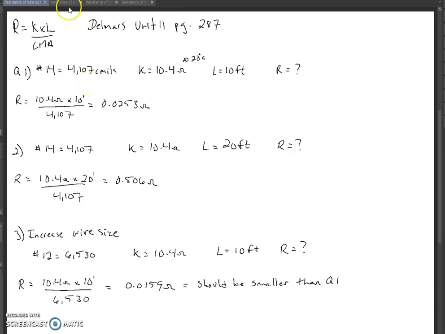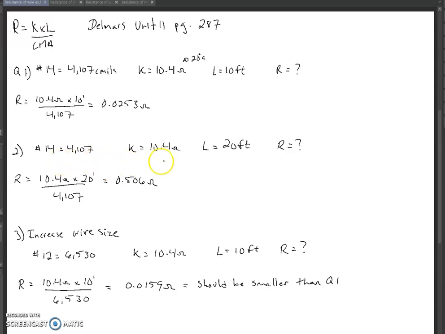4107. For the number 14, 10.4 ohms, 10 feet, what's the resistance? We just plop all the numbers in there. 10.4, 10 feet, we get a resistance. So just to sort of understand the formulas and always be looking for the relationships there.